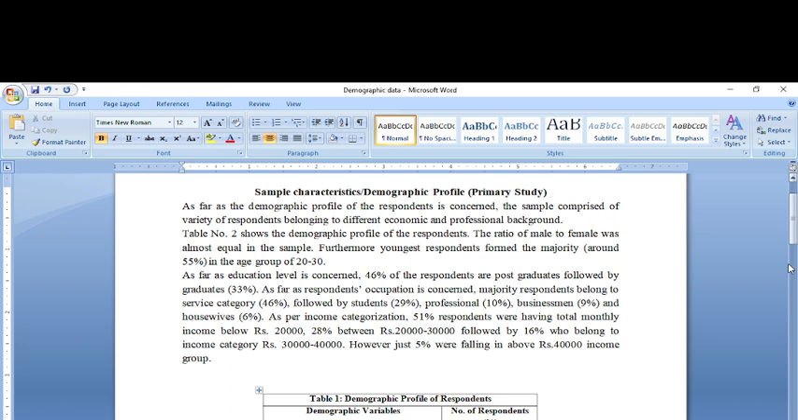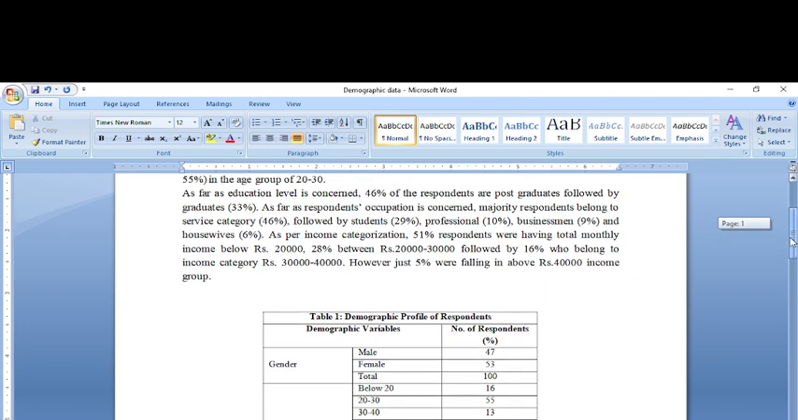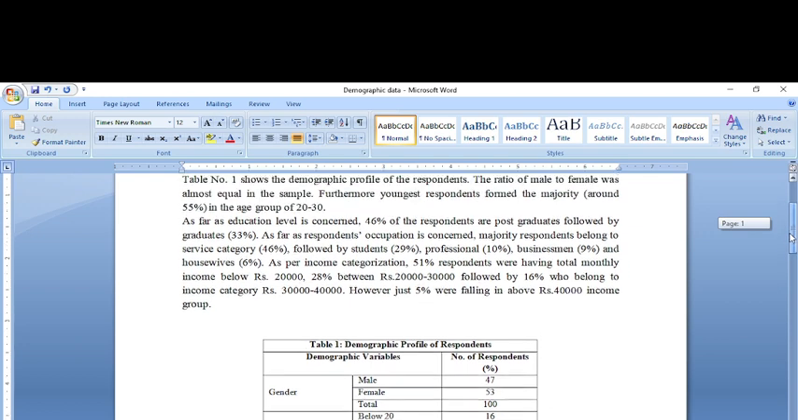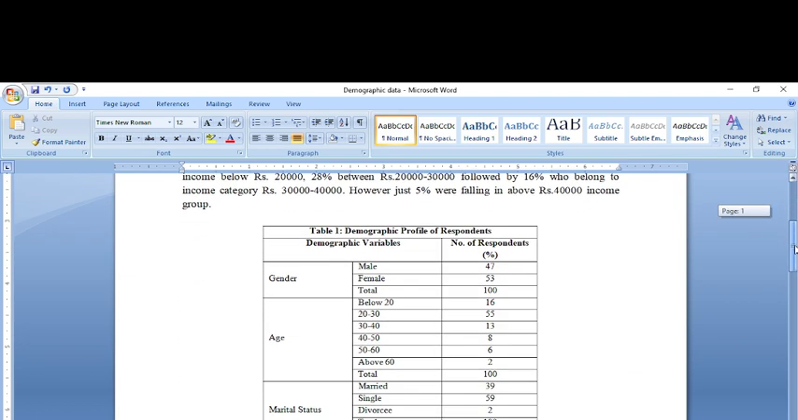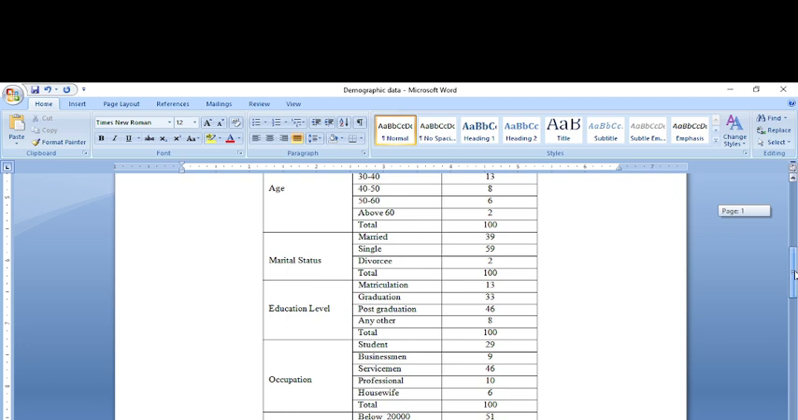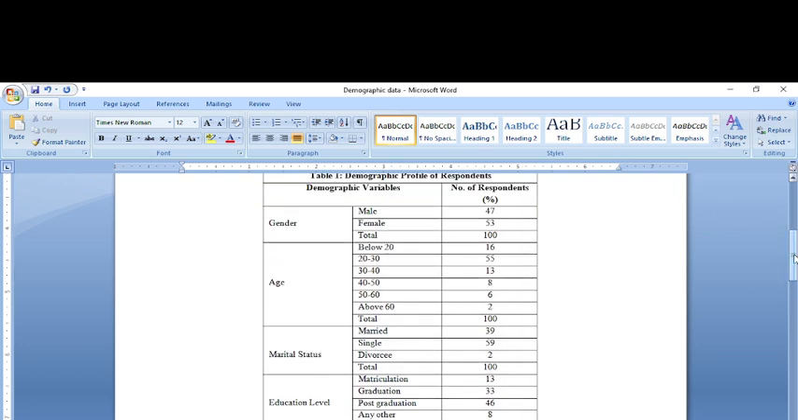So for the primary study, the sample characteristics can be written in this form. For example, if I've collected data from say 100 respondents, it is a very good idea to present your data always in tabular form. I always give this suggestion because table form always helps you to know about the data at a glance. So that is a very good way of presenting the data.